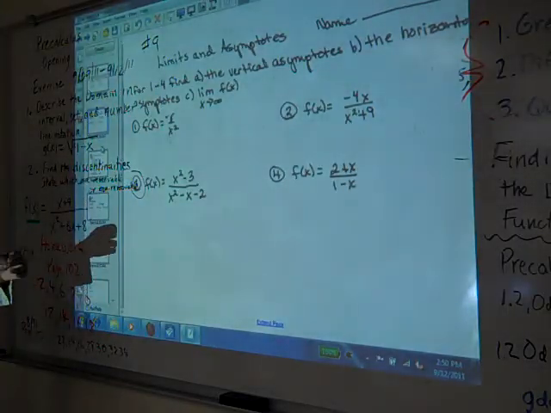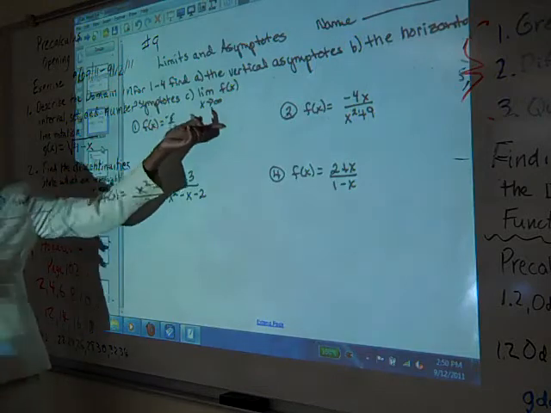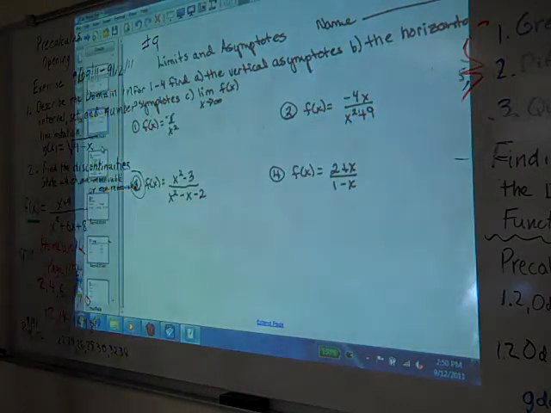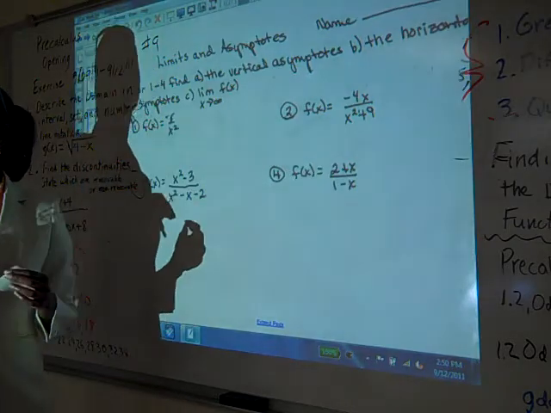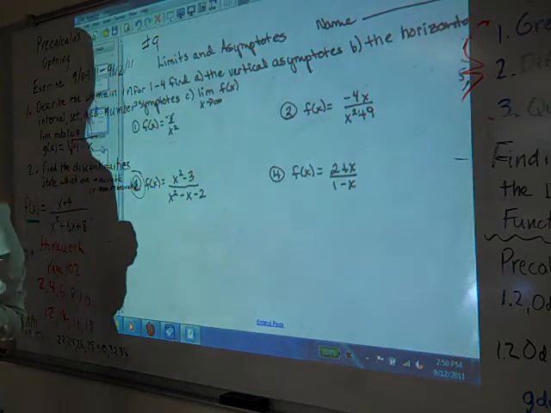So let's look at number 3. You were to find the vertical asymptotes, horizontal asymptotes, and the limit. Okay? Starting with the vertical. Before you can do the vertical, what do you have to make sure of? If there are any holes. And how do you know if there are any holes in the graph?